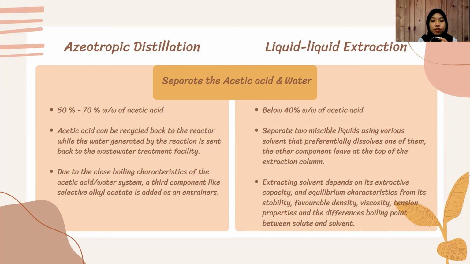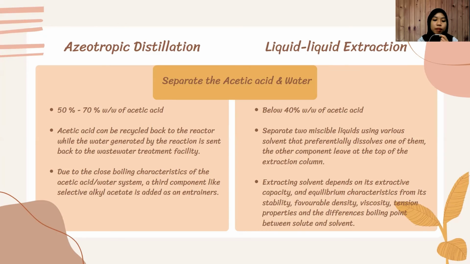So firstly, let me explain the azeotropic distillation method. This method can separate the acetic acid and water so that acetic acid can be recycled back to the reactor while the water generated by the reaction is sent to the wastewater treatment facility for safe disposal. For your information, the normal distillation of acetic acid is not very efficient due to the close boiling characteristic of the acetic acid and water system.